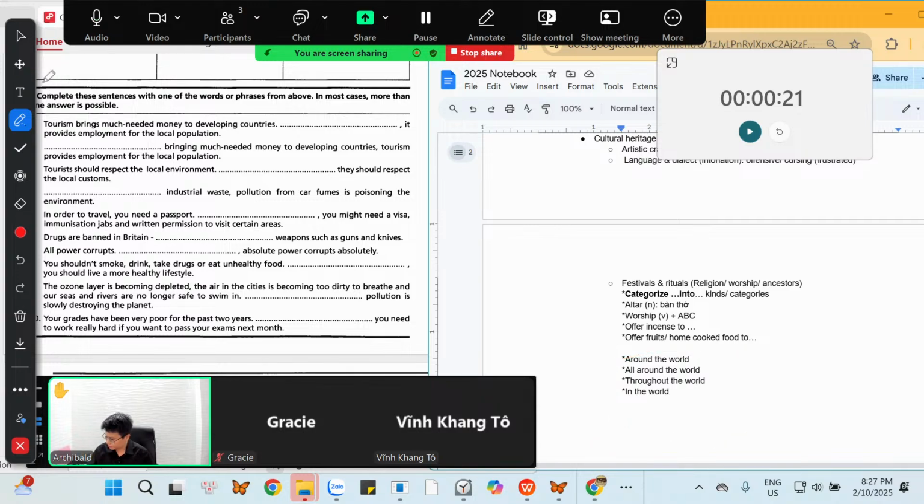Listen to Bill. Increasing economic activities and cultural exchange. Tourists spend money on accommodations, food, transportation, and souvenir. Souvenir, it's souvenir.